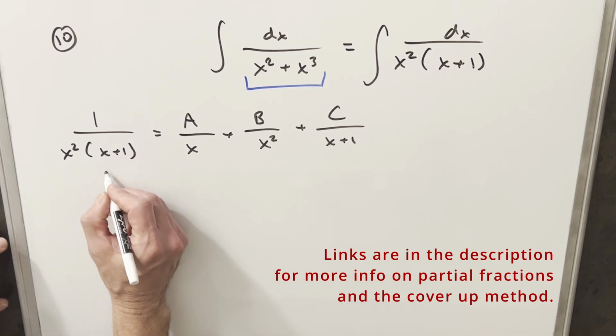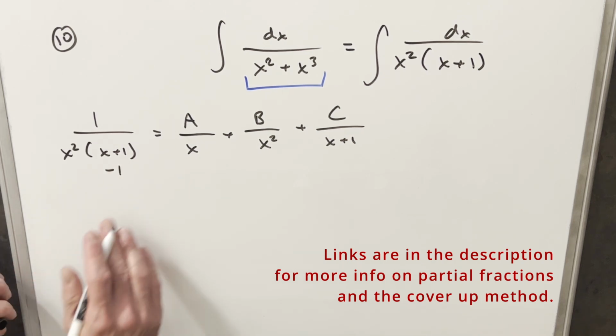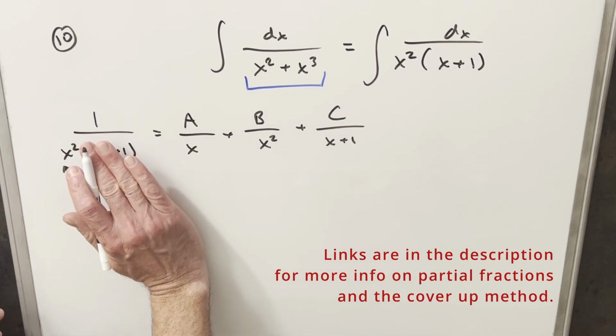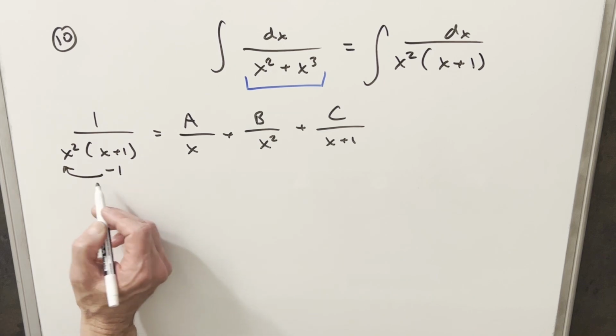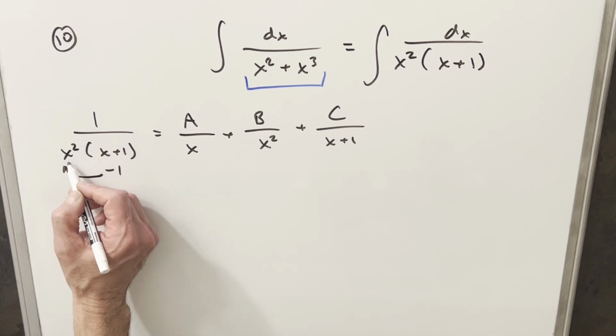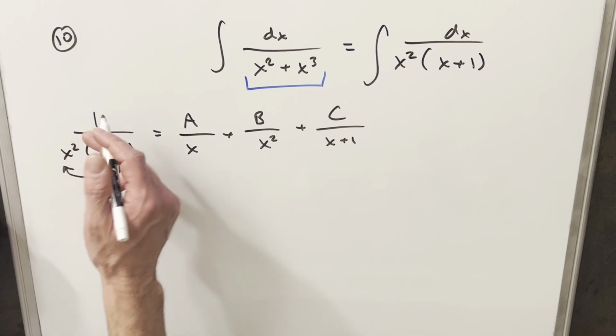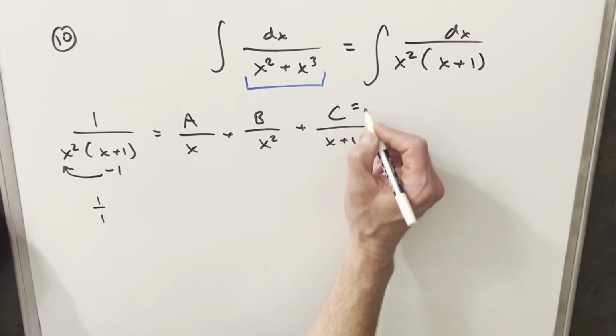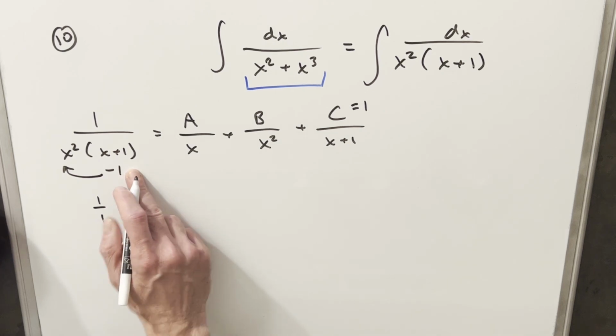If I plug in a minus 1 here, what I can do is take the minus 1, plug it in here, and cover up the x plus 1 so that we're not dividing by 0. When I do that, we're going to have just 1 over 1. So when I plug that in, this is actually just going to give me 1 over 1, or 1, and that's going to be my c value because it corresponds to this x plus 1 term.